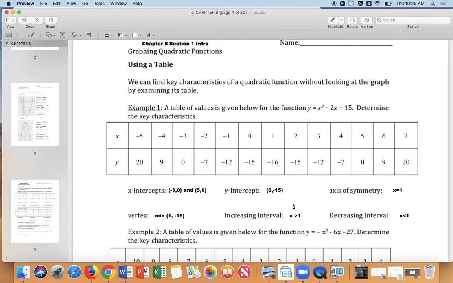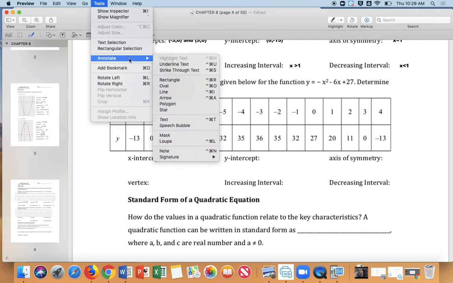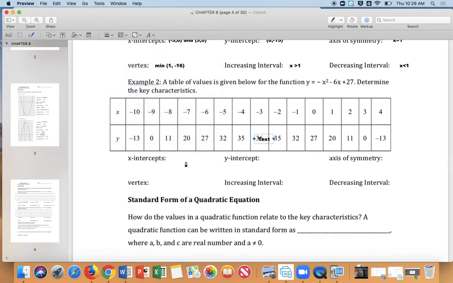I thought we were talking about the domain and range, so let's talk about that. Domain is going to be all real numbers, and my range is going to be where y is greater than or equal to negative 16. So let's go here to this table. Hopefully I don't botch this. All right, so there we go.